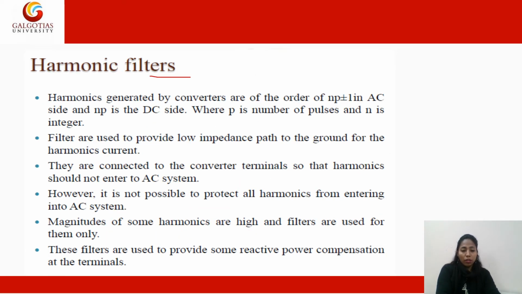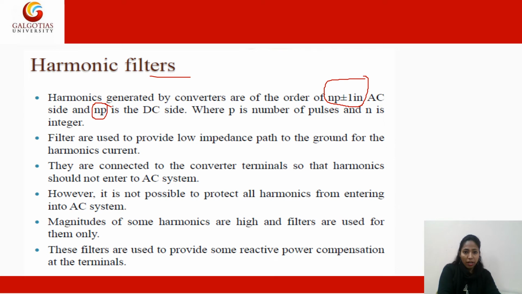Harmonic filters are used to reduce the harmonics at the AC side or the DC side of the HVDC link. The harmonics generated by the converters are of the order of NP plus minus 1 on the AC side and NP on the DC side. So what is the formula to calculate the harmonics at the AC side and the DC side?